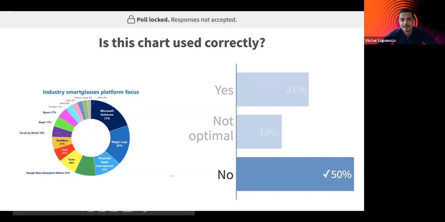The reason why this is not used correctly at all is that whenever we use a pie chart or a donut chart in this case, the total should represent 100% always. There's no exception from that. So if you use it for showing that Microsoft HoloLens represents 77% of the market, or it focuses 77%, then Magic Leap 67%, and so on, the total would be around probably 300%. It doesn't make sense. So it's not a part to whole relationship. So we don't have to represent it using a pie chart or a donut chart, which is basically a pie chart with a hole in the middle.